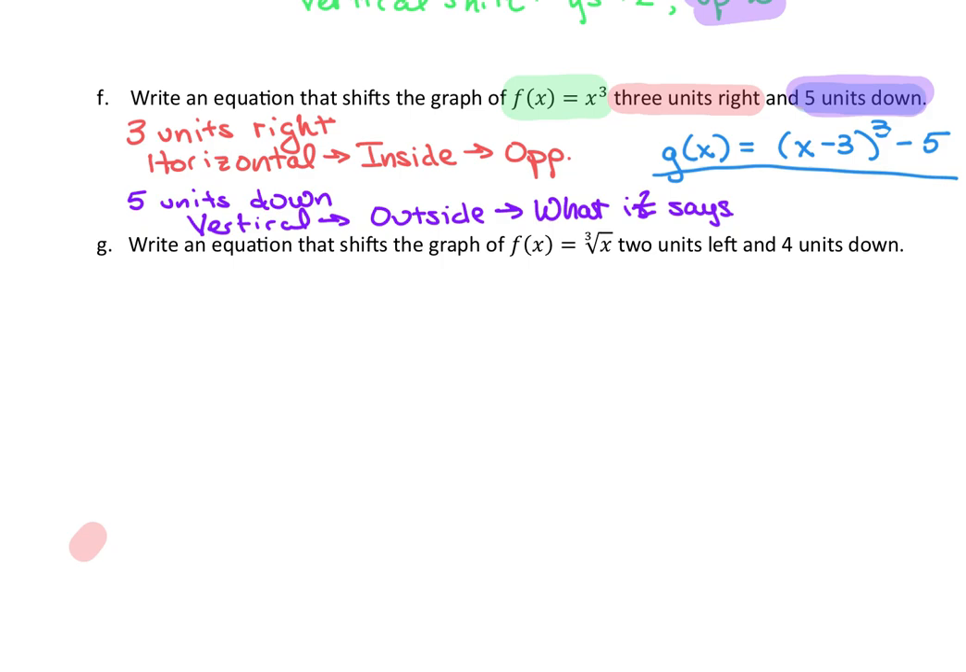All right, let's look at one more. And so we are going to start with a parent function of f of x equals the cube root of x. We want to go 2 units left, and we want to go 4 units down. All right, so we're going to start off with our parent function. We have f of x. I'm going to do cube root of x, and we'll leave it like that.